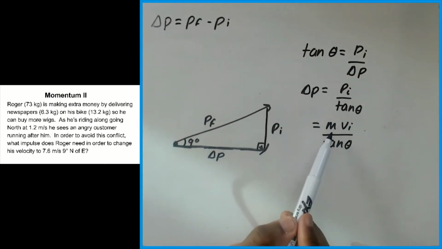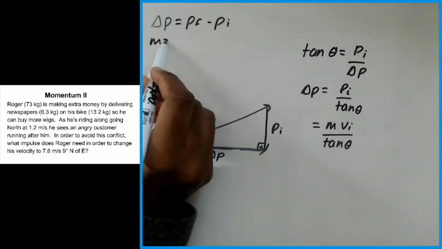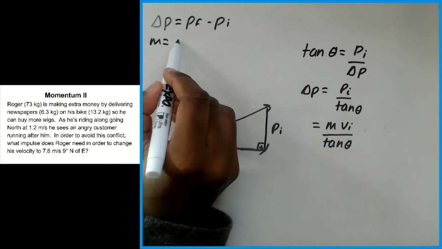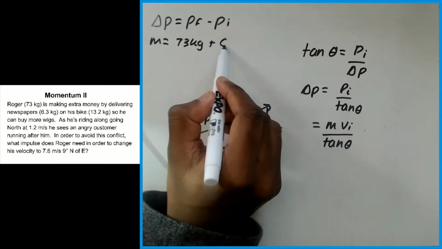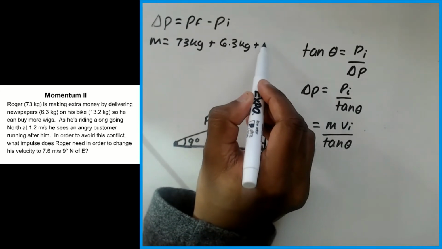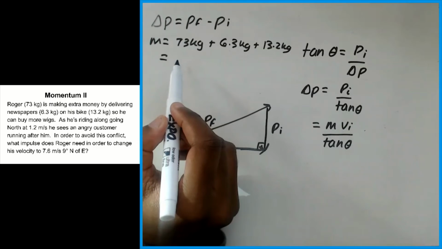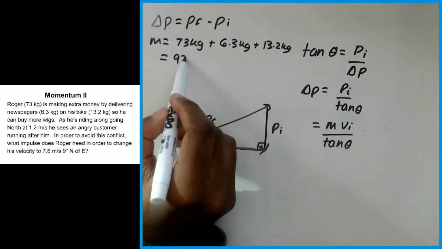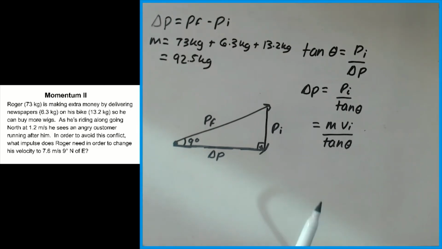So note that this mass corresponds to the total mass. So this includes Roger, his newspapers, and his bike. So we can calculate the total mass over here. So M is going to be equal to 73, which is Roger, plus the newspapers, which is 6.3 kilograms, plus his bike, which is 13.2 kilograms. And that gives you a total of 92.5 kilograms.